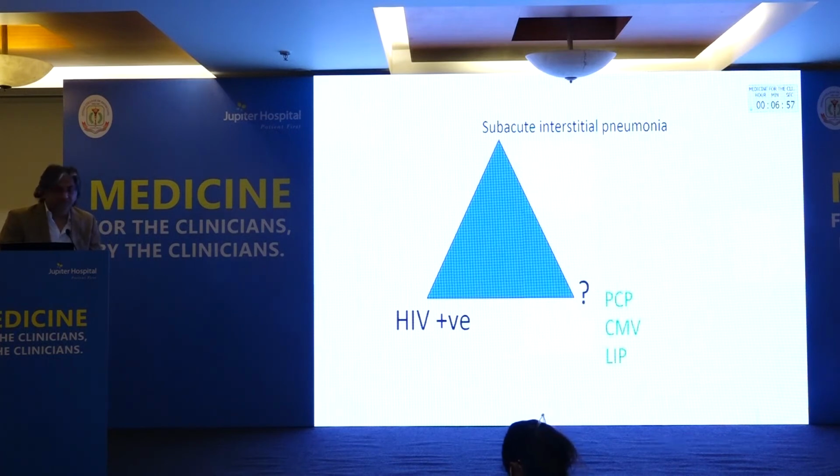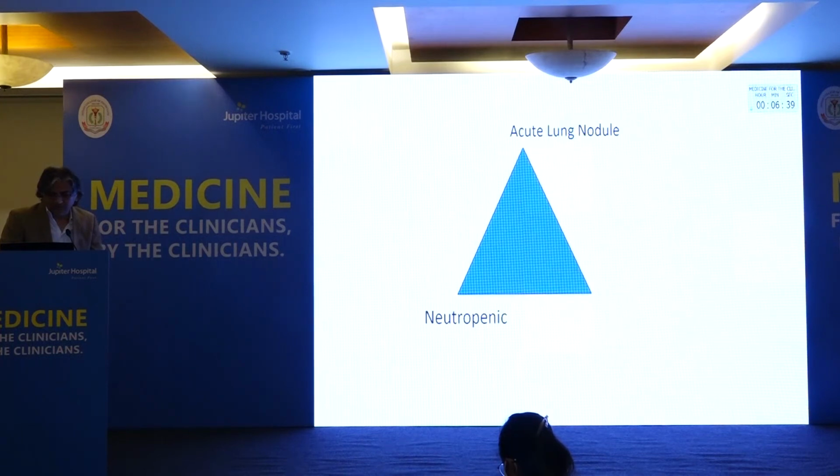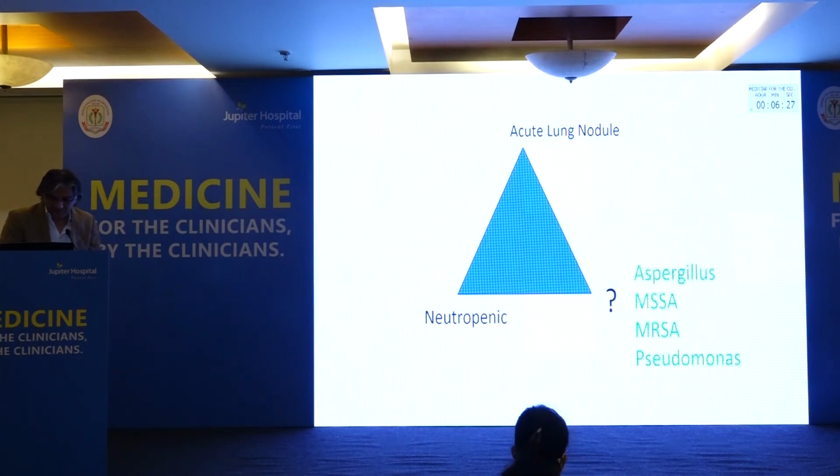So we are thinking of PCP, CMV, LIP, some other things can also be there, but commonly these are what we think of. If CD4 is above 50 but less than 200, we are thinking PCP. If it is less than 50, it can be CMV also, right? Then we come to the neutropenic patient with the acute lung nodule or acute focal pattern. What will you think of? This also we already discussed. So we think of aspergillosis, MSSA, MRSA, Pseudomonas, right?